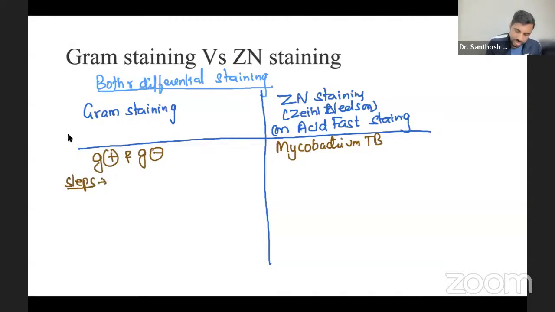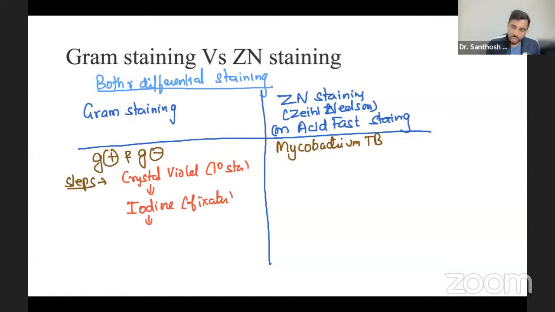For gram stain, the first step is crystal violet. Remember, Miss Violet. It's a primary stain. The second step is iodine, a fixative. The next step after iodine is the acetone decolorizer. The last step is safranin. Safranin is a secondary stain. That's all.